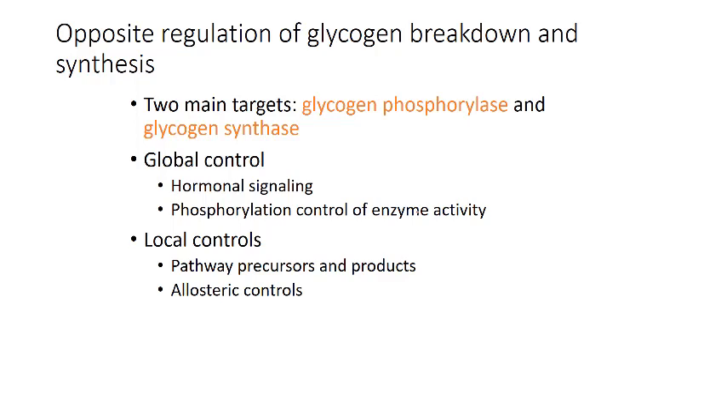The targets for this are glycogen phosphorylase, which breaks down the glycogen, and glycogen synthase, which makes the glycogen. So there are 2 levels of control. Thinking big, we have the global control. We can have hormonal signaling, being like, dude, I need more glucose, let's break down some glycogen, or we have too much glucose, let's make more glycogen. Or you can have phosphorylation controlling enzyme activity. And then some local controls are that the enzymes are modulated by precursors and products, or they could be allosterically modulated as well.